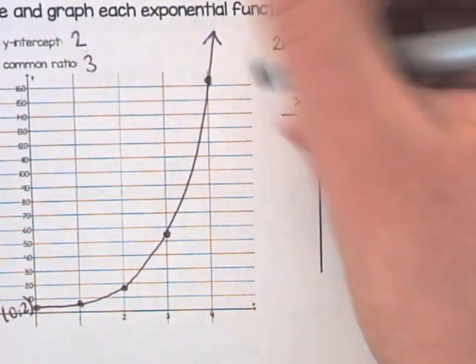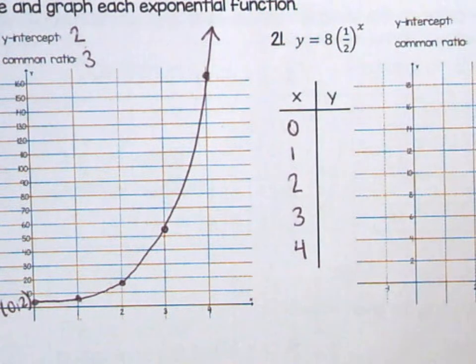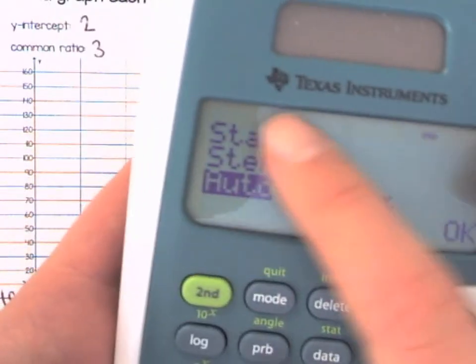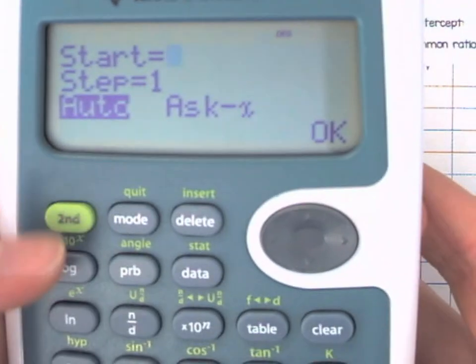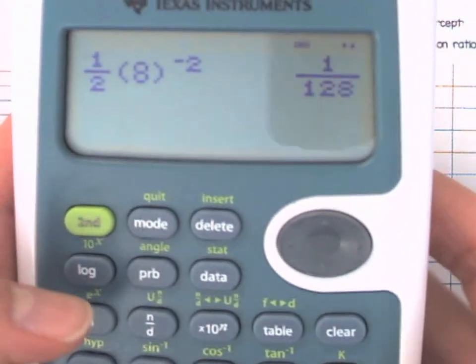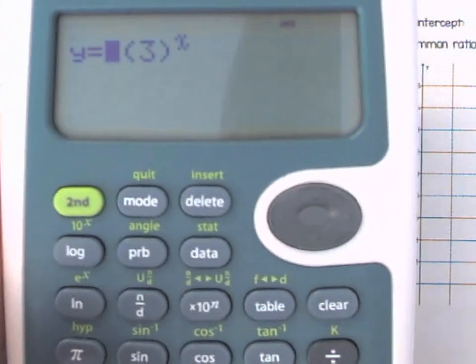Okay, same idea on this next one. Let's do 0 through 4 for our x values. So we're just going to press clear. Don't ever change the settings on these, just scroll down to the OK button, okay? Otherwise it will mess things up. So we pressed the table button.